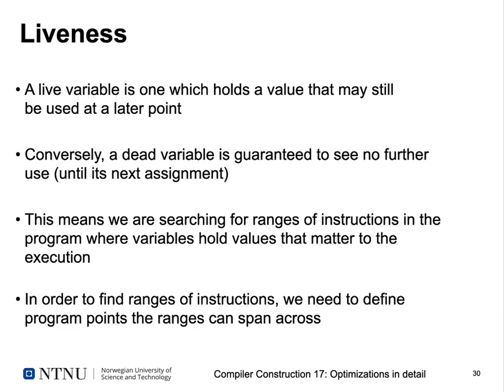So this means in turn that we are searching for ranges of instructions of our program where variables hold values that are actually relevant to the execution of our program. And in order to find these ranges of instructions, we need to define so-called program points. These program points are locations inside of our program that define a start or an end of a range for such a liveness of a variable.